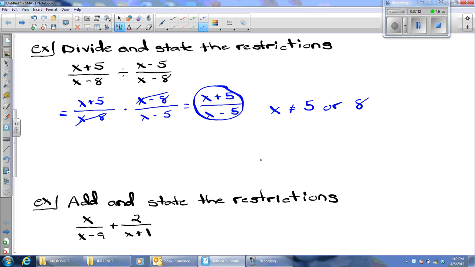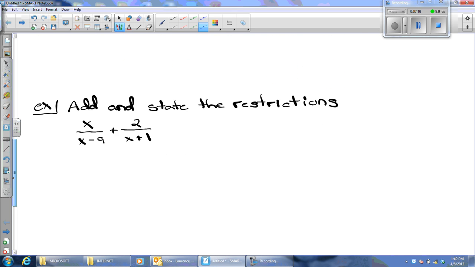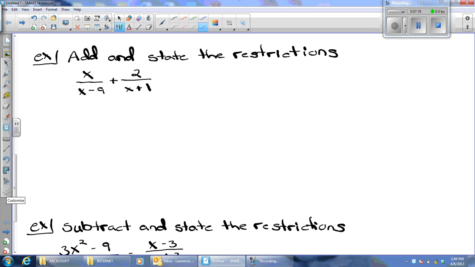And we are finished. All right, so let's try an adding one. So we all know that when we add fractions, we need a common denominator. So the first thing I'm going to do is multiply x minus 9 by x plus 1, and that is going to be our common denominator. x minus 9, x plus 1.